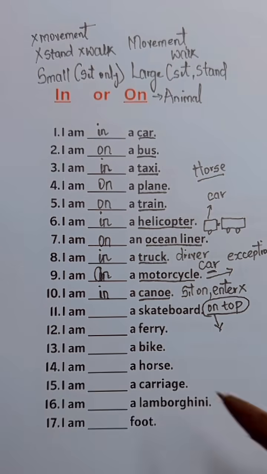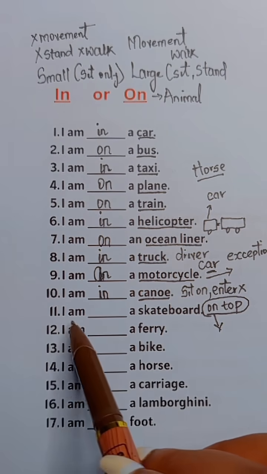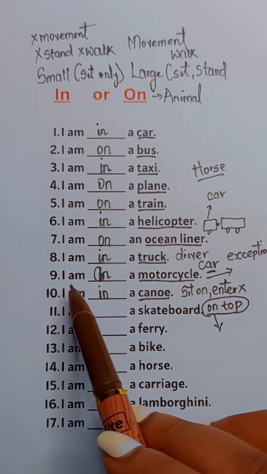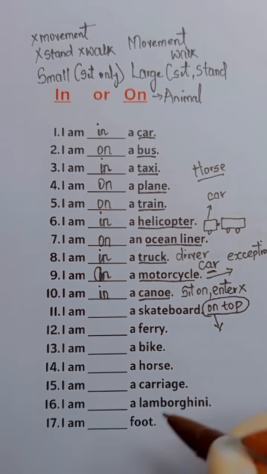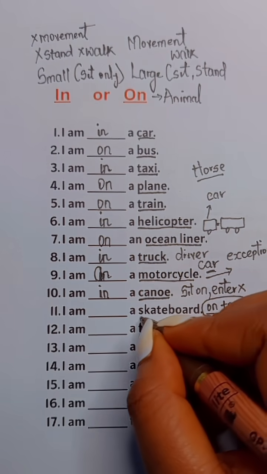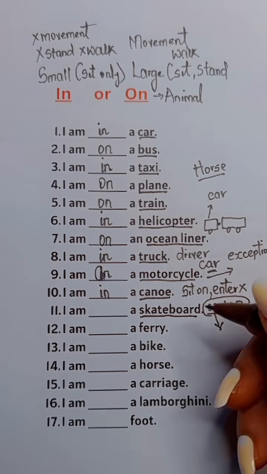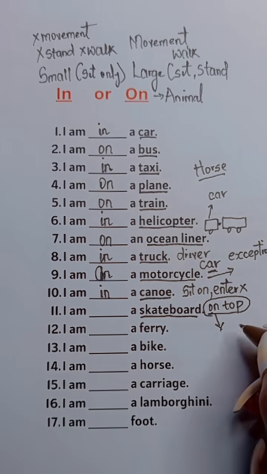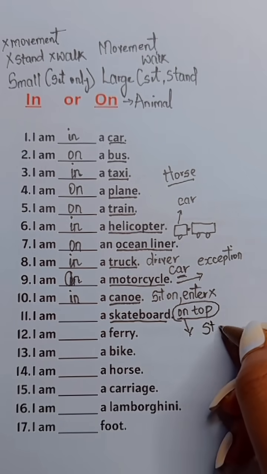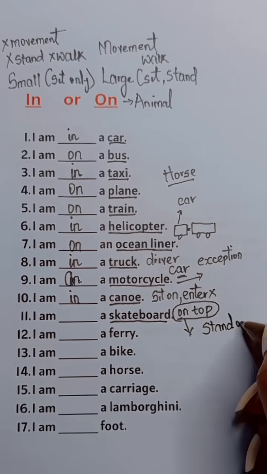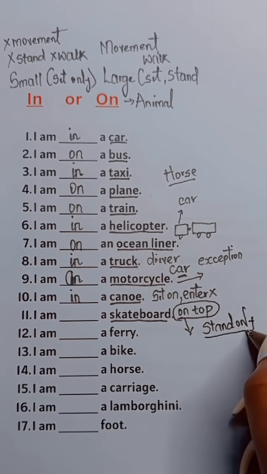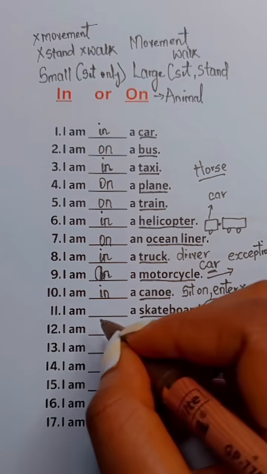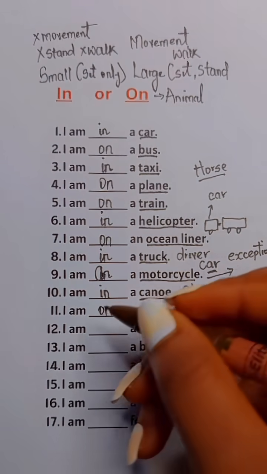Number 11, I am blank a skateboard. Remember our answer in number 9. A skateboard is not a vehicle. Okay, you can only get on top of a skateboard and stand. A skateboard is a stand only. Okay, so we always use on. I am on a skateboard.